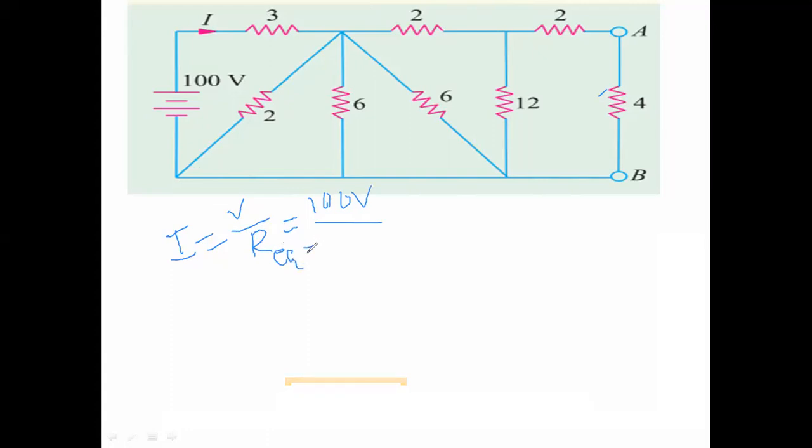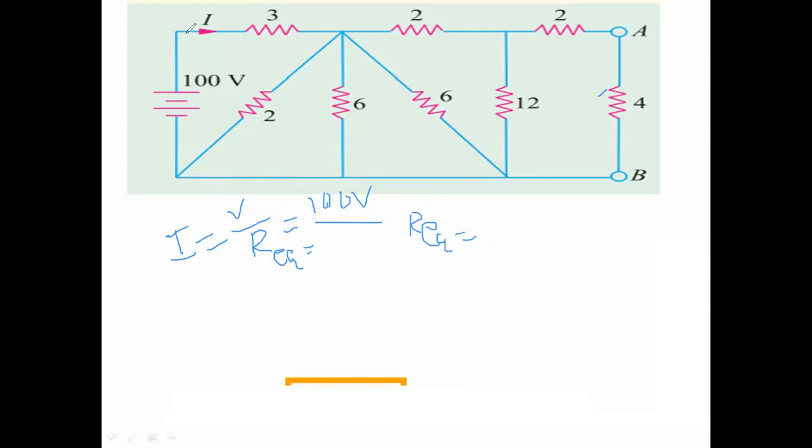How do we find the equivalent resistance across these two terminals? We have to find the total current I, which is the current flowing from the voltage source through this entire circuit. I is equal to V by R, where R is the net resistance. So first of all, we have to find the R equivalent.